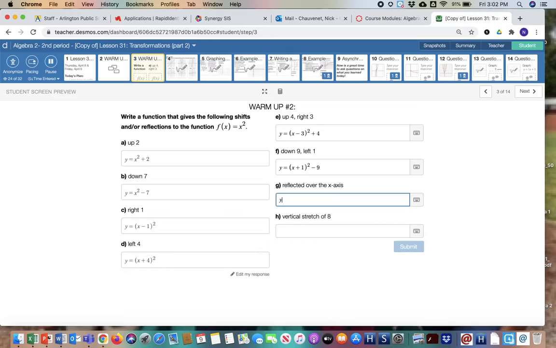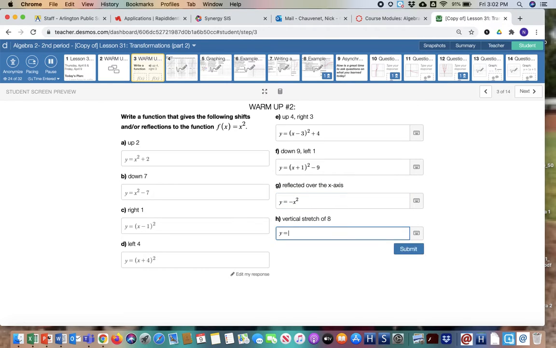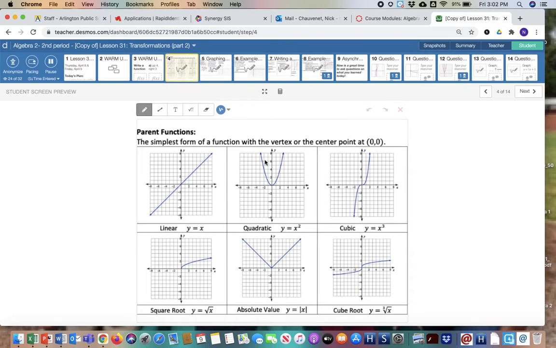Reflect over the x-axis. Again, how do I reflect over the x-axis? I need the negative on that outside, so that should just look like that. And a vertical stretch of 8 would just mean we'd have an 8 in front of the x squared for that vertical stretch. Okay, so that's really just a review from lesson 30. Screen 4 is just, hey, you need to know these parent graphs. So it's worth your time to make sure, do you know the name of the graph in the equation? Can you go back and forth between all of them? So when you see these graphs, when they've had transformations, you can manipulate them the right way.